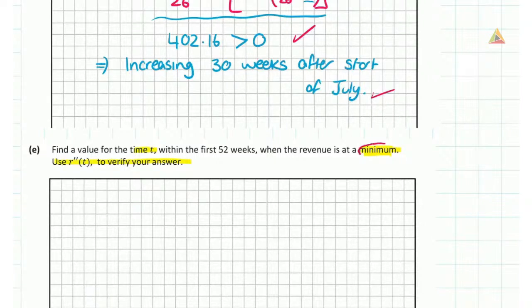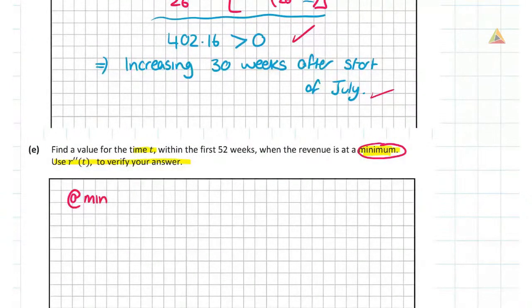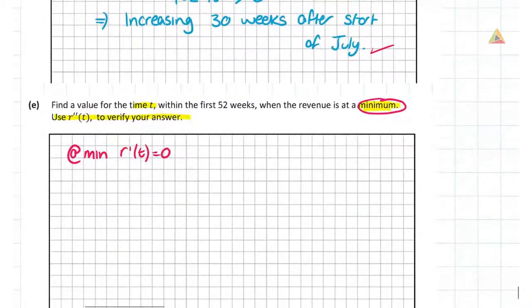The word that jumps out at me there is minimum. And we know straight away when we see max or minimum, at a max or at a min, the first derivative is equal to 0. Okay, so at a min, the first derivative is equal to 0, and we're picking up marks for doing that.